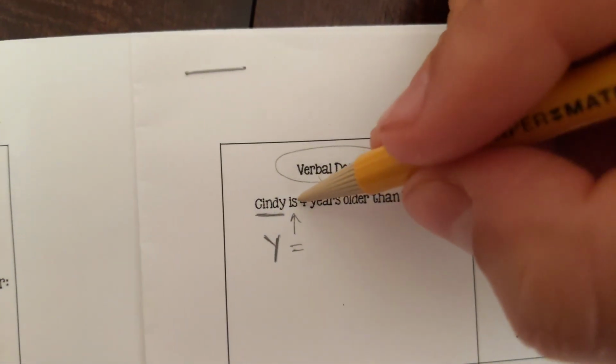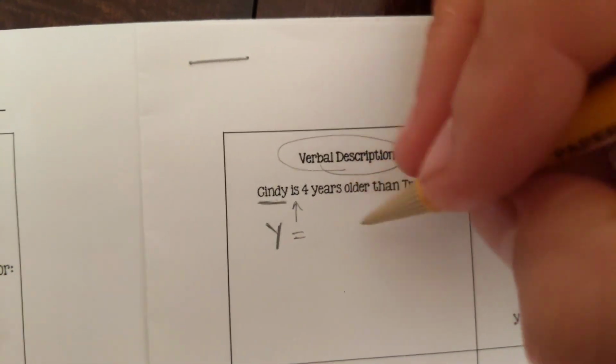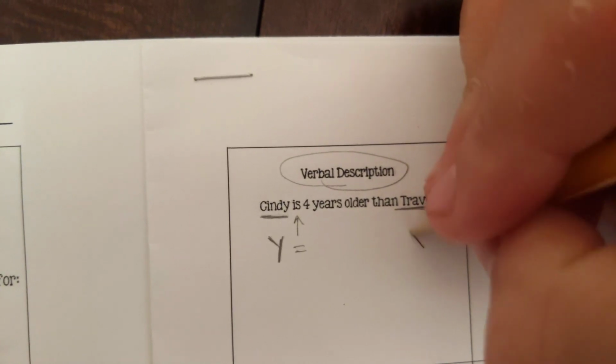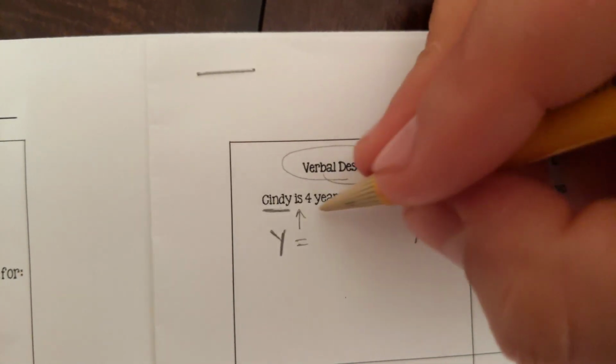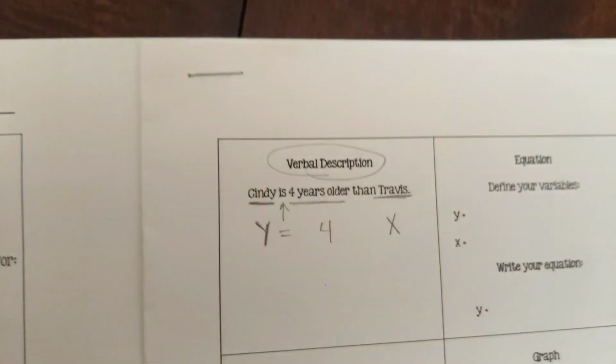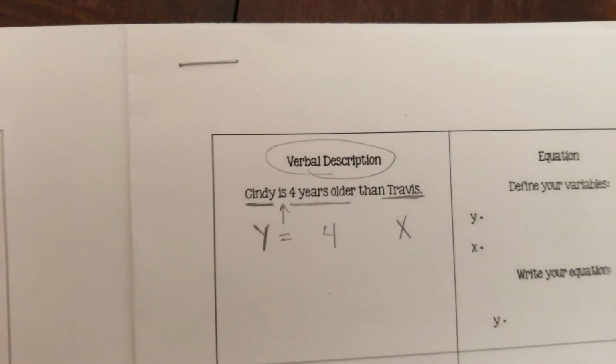Okay, and is 4 years older than Travis. So that means we're going to say Travis is going to be the x. And what do we have to do to the x? If it's going to be 4 years older, we have to add 4, right? Okay, I'm running out of lead.